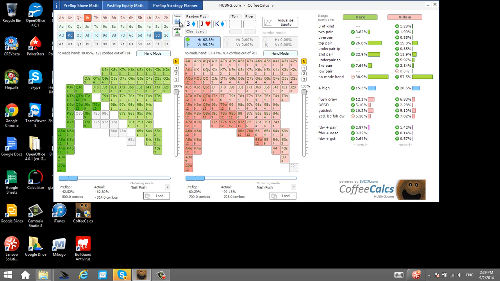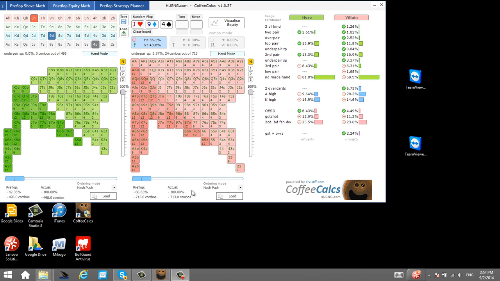So that's this section. It's got all of this hand versus range and range versus range math and visualization. It does this kind of range partitioning. And yeah, so that's the post-flop equity math section.